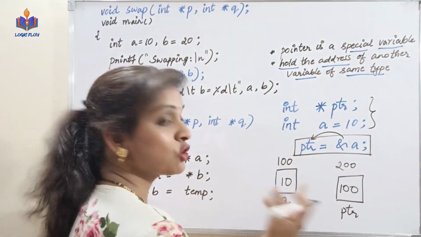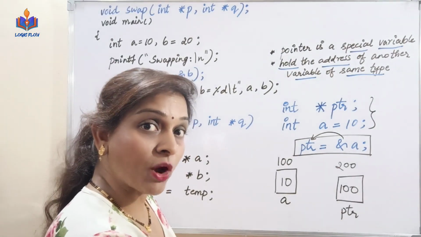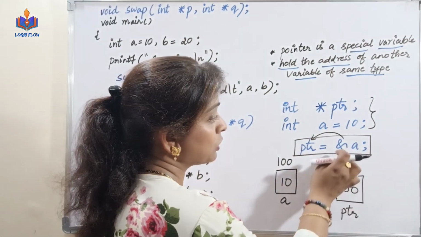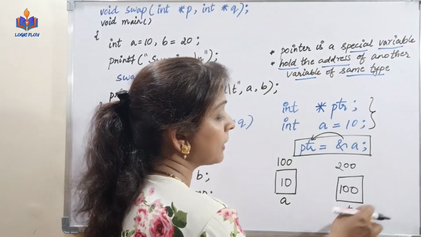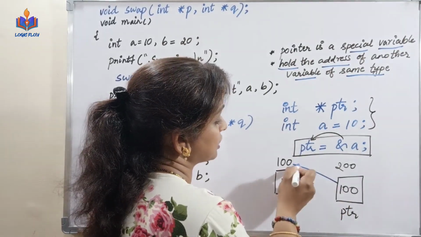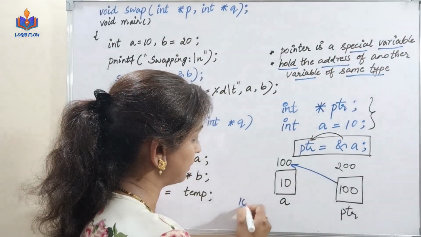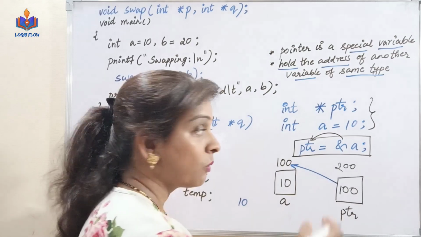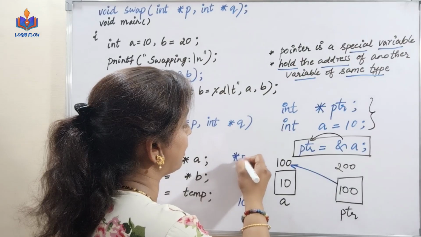See, here a is a normal variable that is storing some value, and ptr is a special variable, a pointer variable, that is storing some address. So when I say ptr equal to ampersand of a, it means store the address of a into ptr, which means this pointer ptr is pointing to this location. When I just say print a, I get 10. When I just say print ptr, I get 100, the address. What is the value at that address? Then I need to say asterisk ptr.